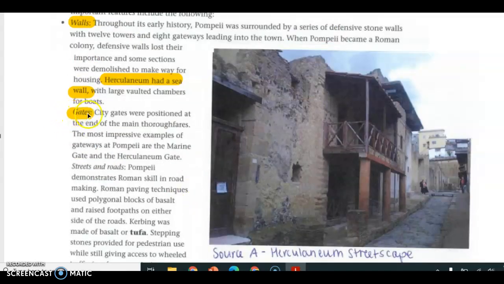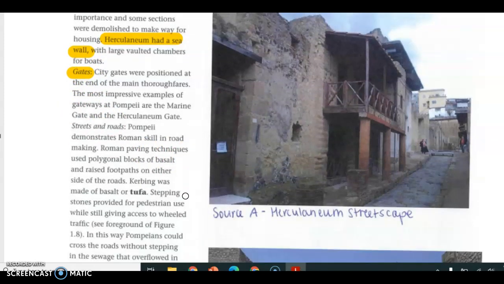Gates are an important part of both cities. City gates are at the end of all of the main streets. So every main street or thoroughfare will lead to a gate. Some of the different gates are the Marine Gate, the Herculaneum Gate. They've all got different names. You don't need to know all of them. It might be good to have one example up your sleeve, but the gates are at the end of all of the main roads.